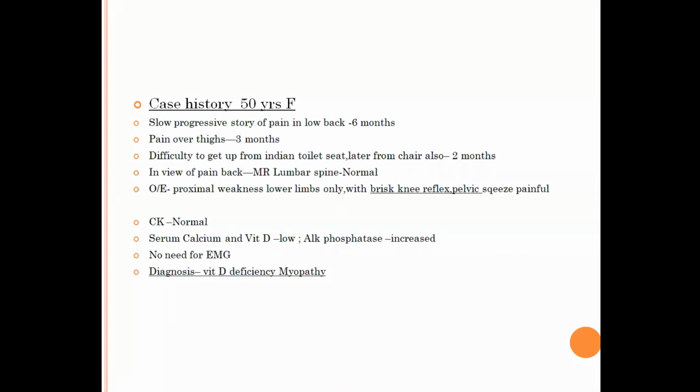Two important clinical points: brisk knee reflex. So, why should a patient have a brisk knee reflex without upper motor neuron signs? Only knee reflex, not ankle. The squeeze is very painful. So, a painful proximal muscle weakness with a brisk knee reflex is diagnostic of osteomalacic myopathy. The CK is normal, get calcium, vitamin D. Alkaline phosphatase is very much increased, which gives you a clue. There is no need for EMG. Give injectable vitamin D followed by oral.